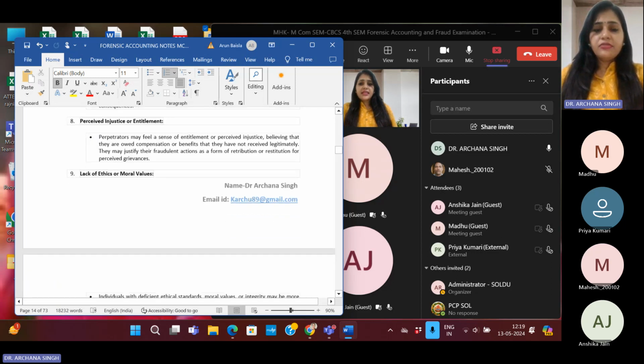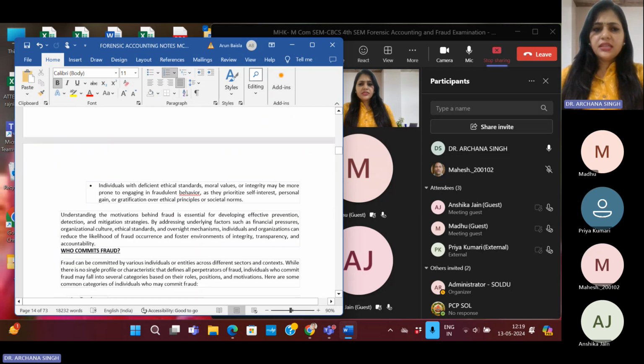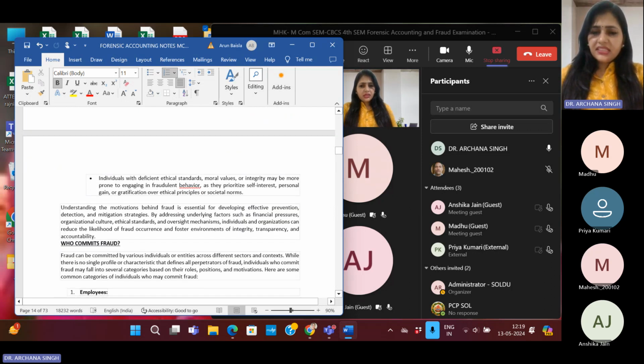The next is lack of ethics or moral value. Lack of ethics and moral value: basically, whatever ethical standards, moral values, integrity there are, they may be more prone to engage in fraudulent behavior. Okay, individuals who don't have these things, who don't have moral values, who didn't have any ethical standards, any moral value and integrity, they are more prone to engaging in fraudulent behavior.